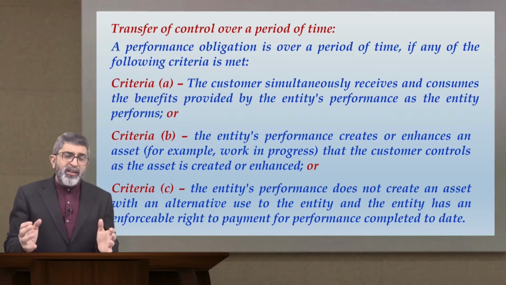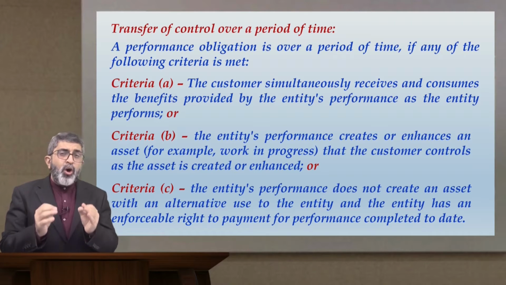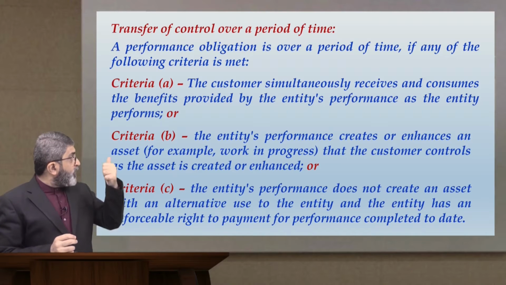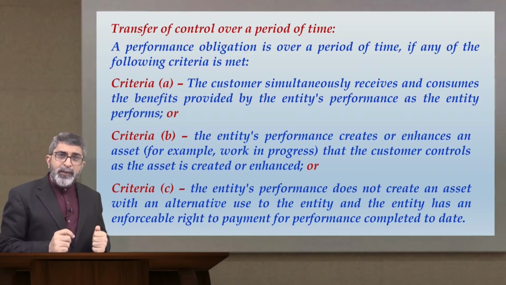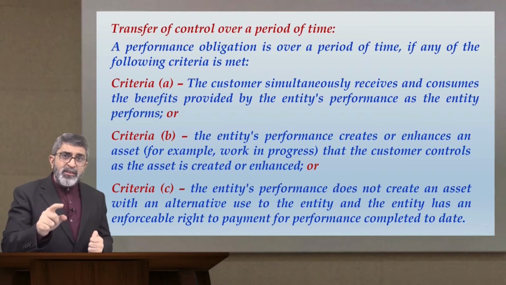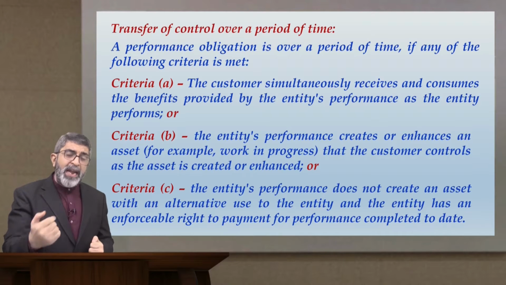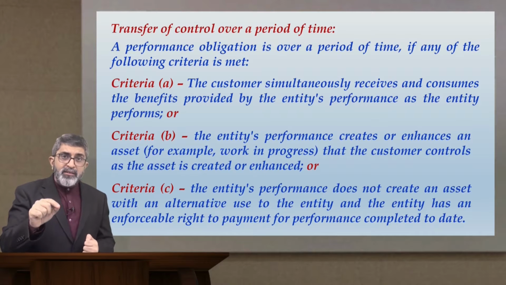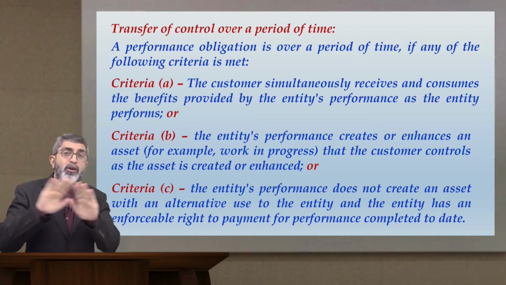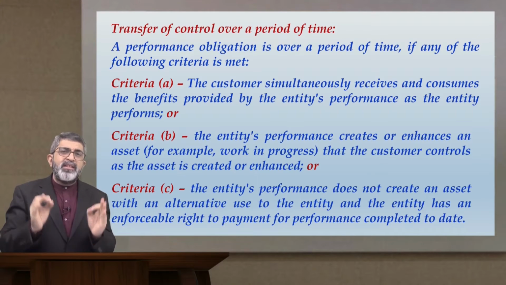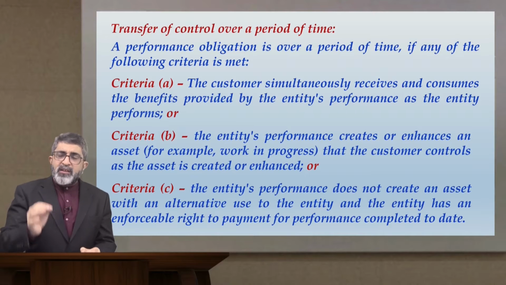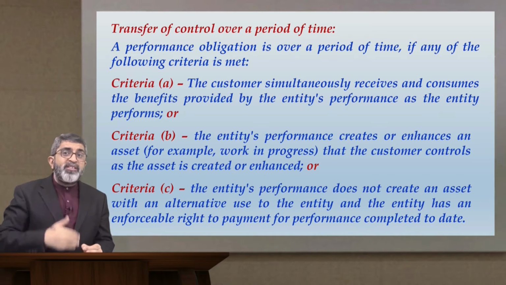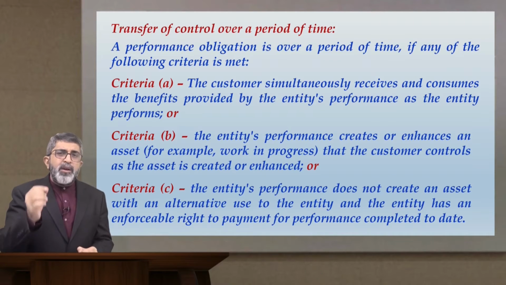So basically, what we can conclude is, on satisfaction of any one of these three criteria, we can conclude that the performance obligation is satisfied over a period of time and the revenue will be recognized over a period of time. And in case none of the criteria is met, then we can conclude that the performance obligation is not satisfied over a period of time, but it is satisfied at one point of time.